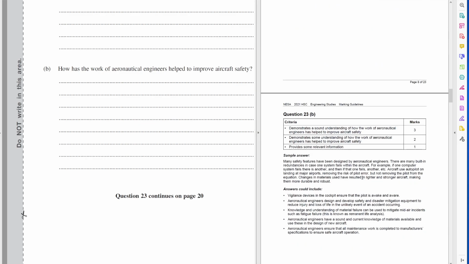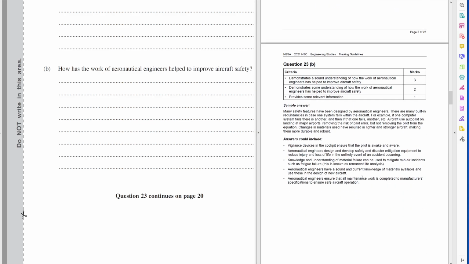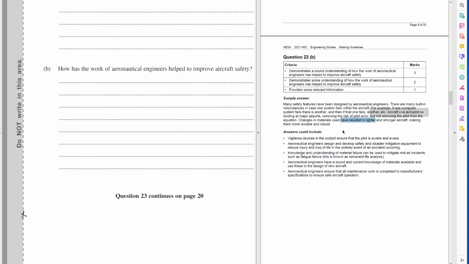Okay, let's have a look at what answers they said. Many safety features, computer system failures, right? We have redundancy, use of autopilots, change of materials, lighter, stronger. I don't really like lighter, stronger, right? I'll say why I don't like that as a sample answer: by being lighter and stronger, it just means that we put less payload on there. It makes it more economical.